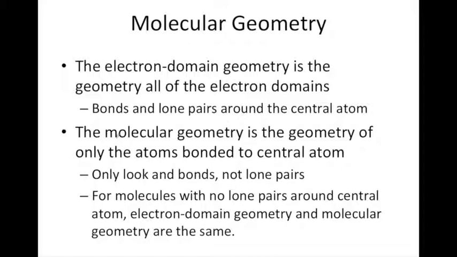Now, slightly different than that is the molecular geometry. The molecular geometry is the geometry of a molecule only taking into account the atoms that are bonded to the central atom. So we don't take into consideration the lone pairs. So the difference between electron domain geometry and molecular geometry is that one takes into account lone pairs and bonds. The other takes into account just the bonds. I'll give you an example of that in just a second. And if you have a molecule with no lone pairs around the central atom, only bonds, then the electron domain geometry and the molecular geometry are going to be the same.